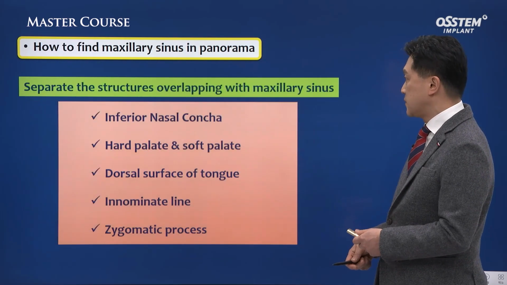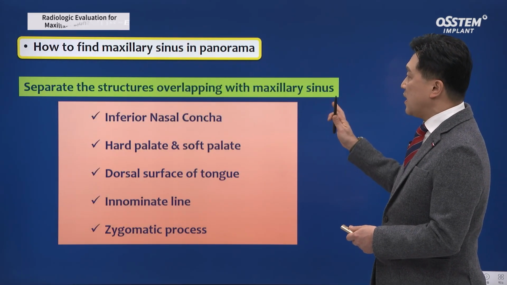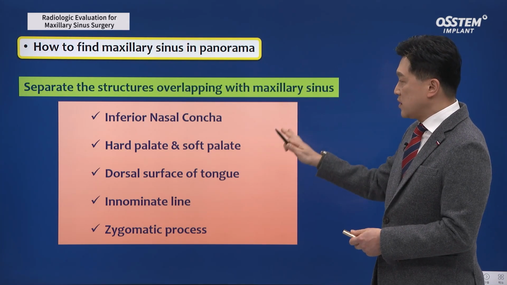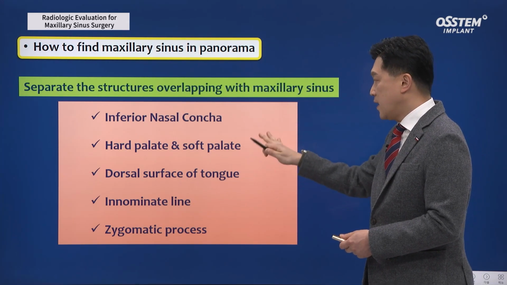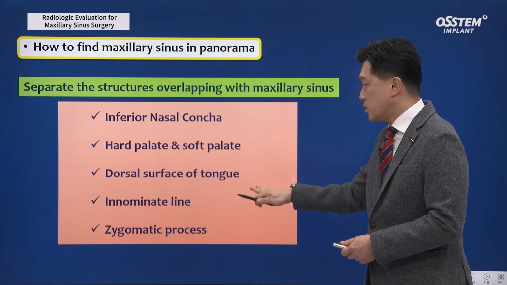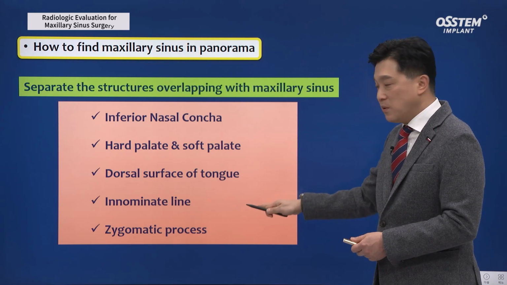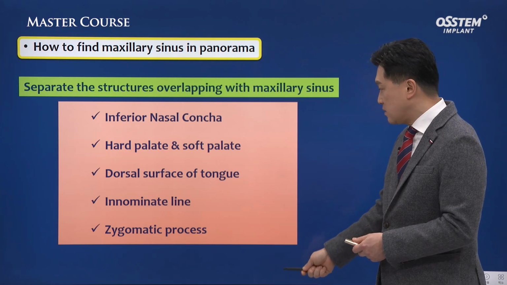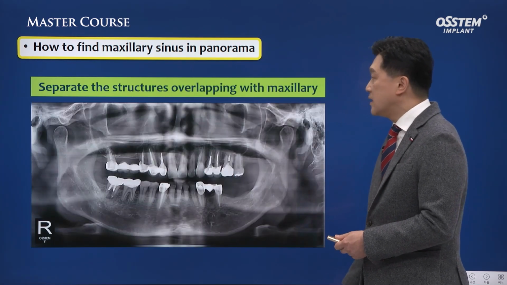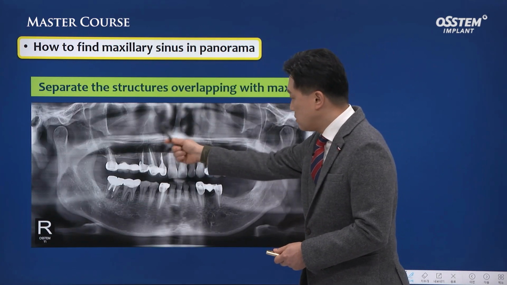After that, all structures that are overlapping with the maxillary sinus are removed. Inferior nasal concha, hard and soft palate, dorsal surface of the tongue, innominate line, and zygomatic process, they're all removed. These are all removed.